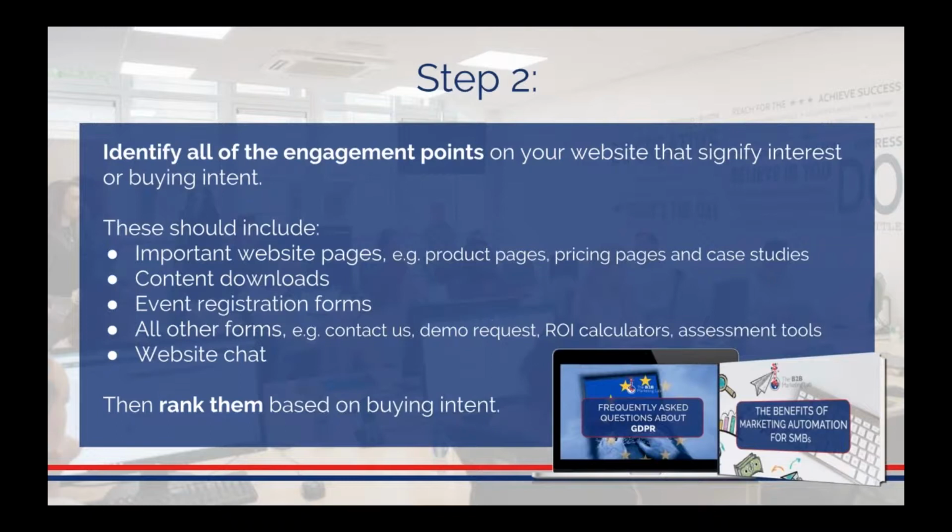Other things: event registration forms, all other forms, and obviously your contact us forms or demo request forms are really important. So make sure you've got those. And if you've got any kind of website chat, that's also really important to include if you're capturing people's data that way. Then, as I said, you're going to rank those based on buying intent. So putting something like content downloads at the top, you're going to give those fewer points compared to a view of a product page or a pricing page, which hopefully you're going to give a fairly high number of points to.